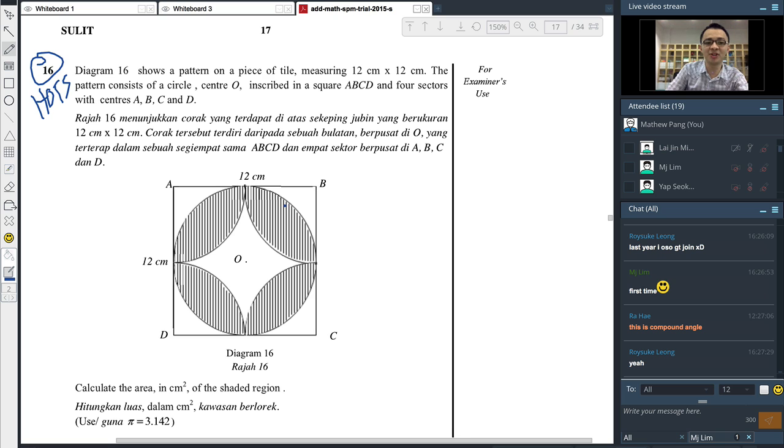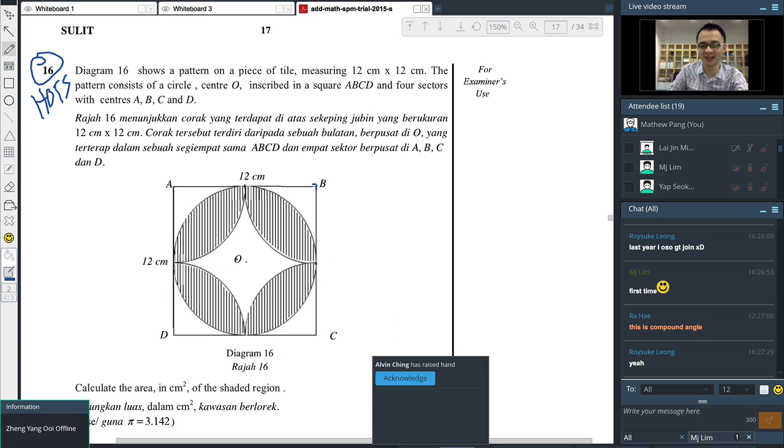So, diagram 16 shows the pattern of a piece of tile, measured in centimetres. The pattern consists of a circle with center O, inscribed in the square ABCD, and 4 sectors with centers A, B, C, and D. This is the center for each sector. I hope you can see you have 4 sectors here, and then you have the circle, something like this.